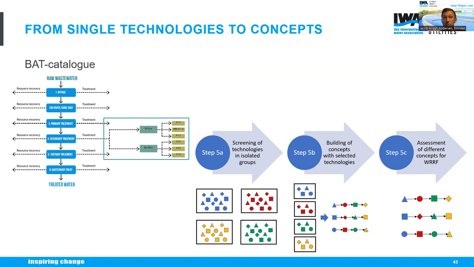We looked into this catalog with more than 100 technologies, and then through a series of workshops, tried to narrow down and put technologies together to build these technological concepts that you see in the bottom right-hand corner here. We ended up with four different technological concepts. And these four concepts, we then had to look into a broader evaluation method in order to see which of them were performing better for what we want for the rewater plant in 2028.